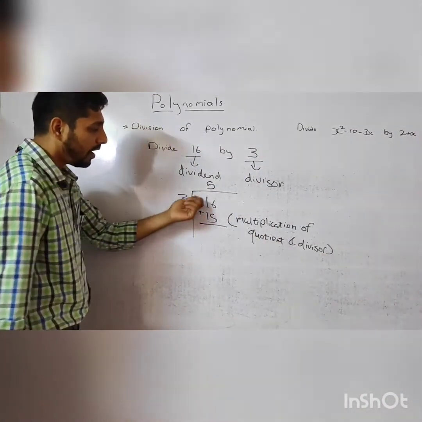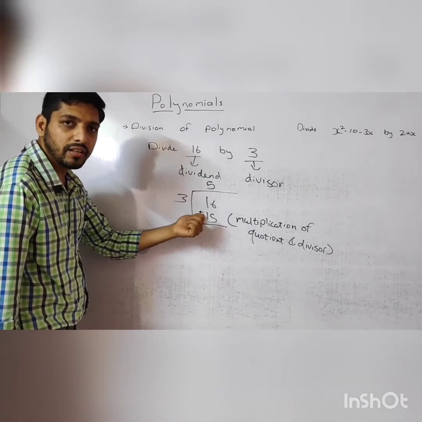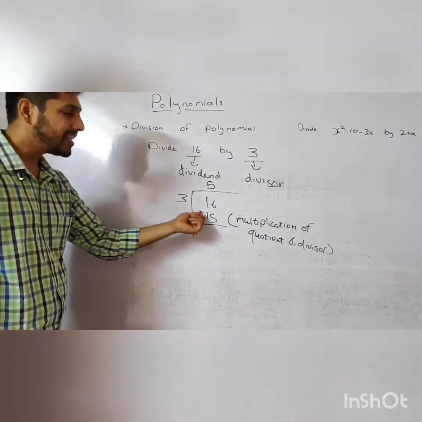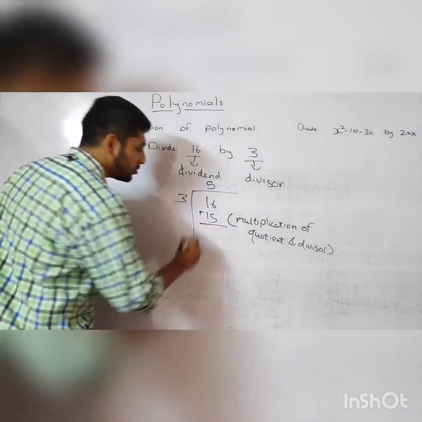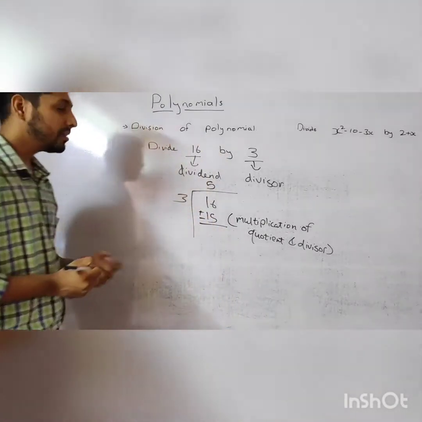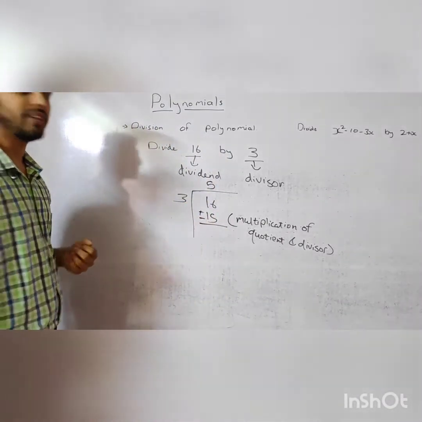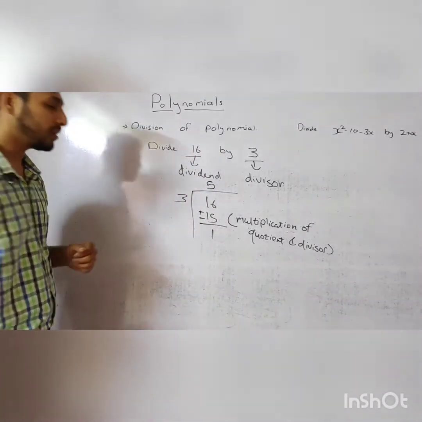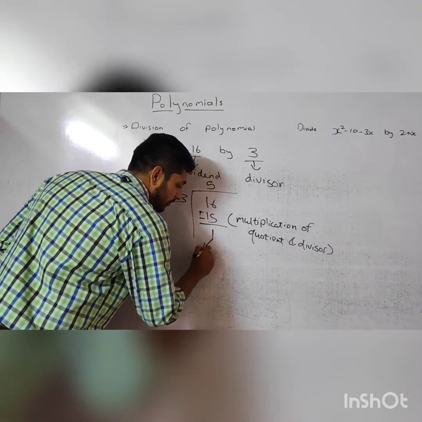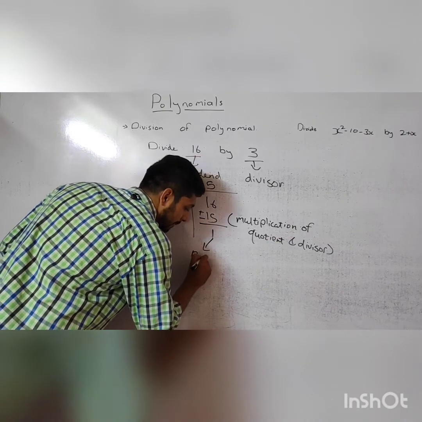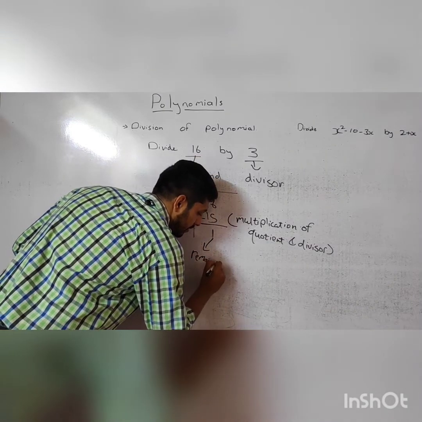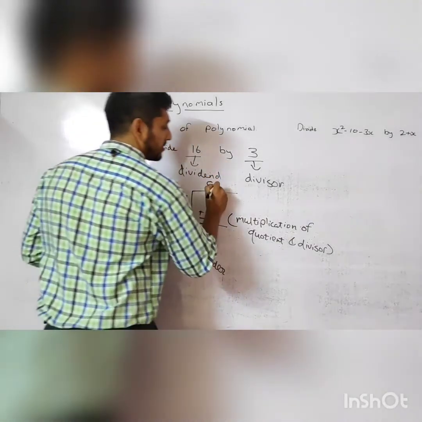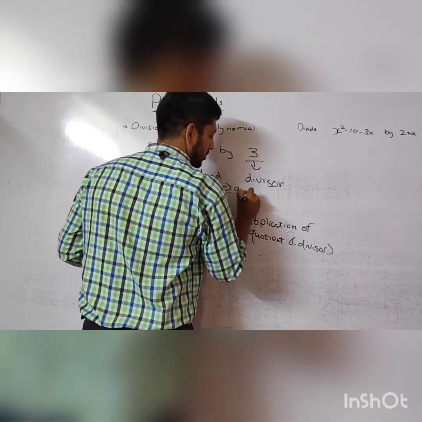Then what will you do? Are you adding 16 and 15? No. What you do is change the sign of the lower digit. You change the sign over here so that it becomes 16 minus 15. So the answer will be 1 and you will stop over here. What is this 1? 1 becomes your remainder. What is this? This part is your quotient.